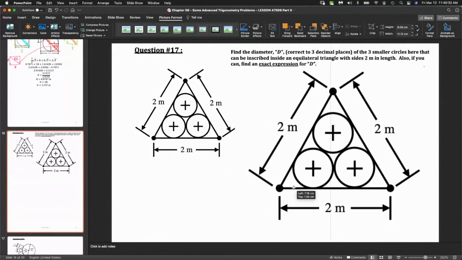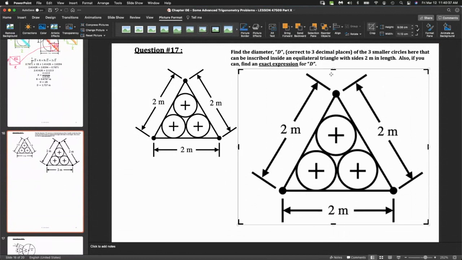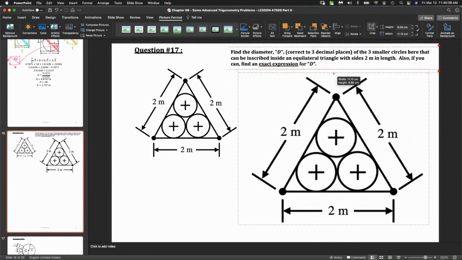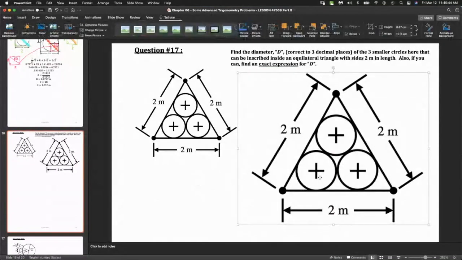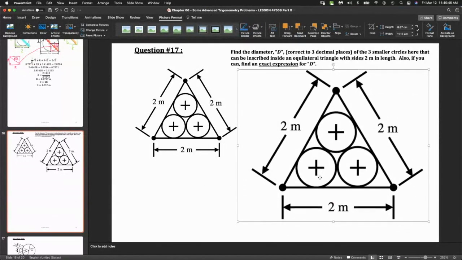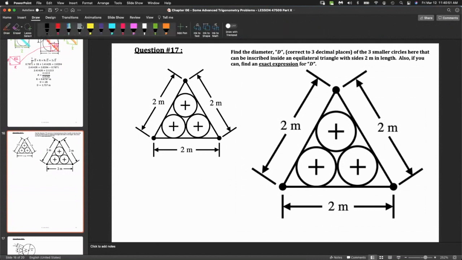You are definitely going to take advantage of symmetry here. Ultimately, you're trying to find the length of the radius or the diameter. So I have a question for everybody. What's this angle in the corner here? Can someone tell me that angle? How much is this angle?